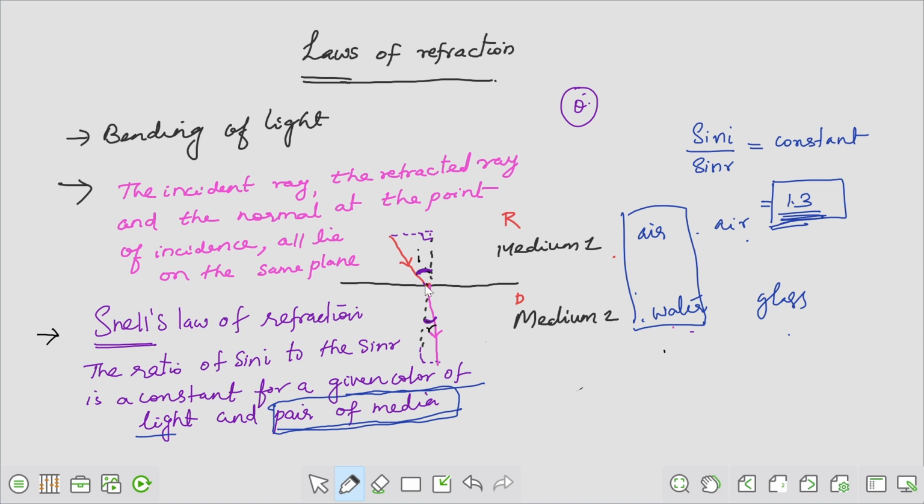Even if you change your angle of incidence, accordingly the angle of refraction will also change, so that the constant will always remain a constant for a given pair. So that is the important part of the statement: given color of light and pair of media. Keep these two points in mind when you are studying the statement. Now let's learn more about Snell's law of refraction.